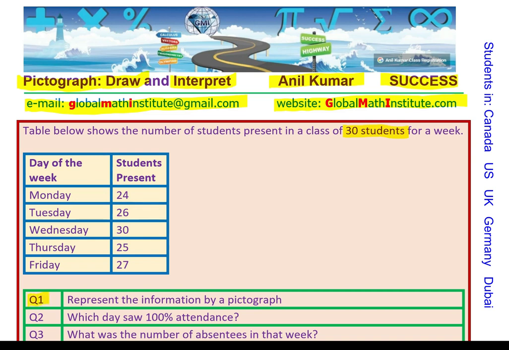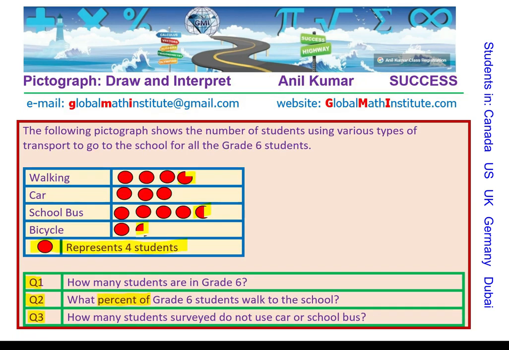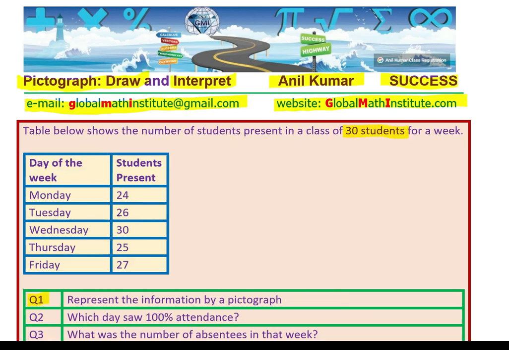Question number one here is to represent the information by a pictograph. That means, as I showed you, this is something which we have to draw. Do you understand? That is what we have to draw for this particular information. Question number two is which day saw 100% attendance? And question number three is what was the number of absentees in that week? So, understand these questions. We need to answer them after making a pictograph.